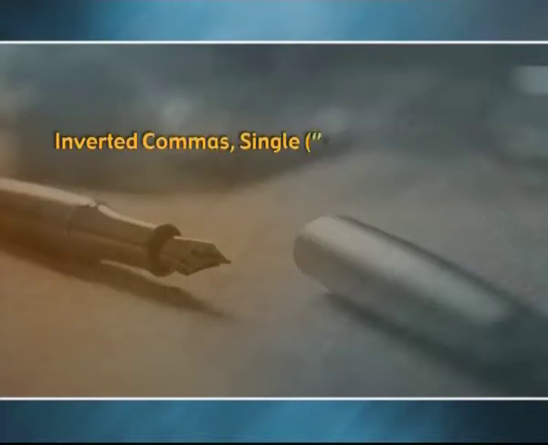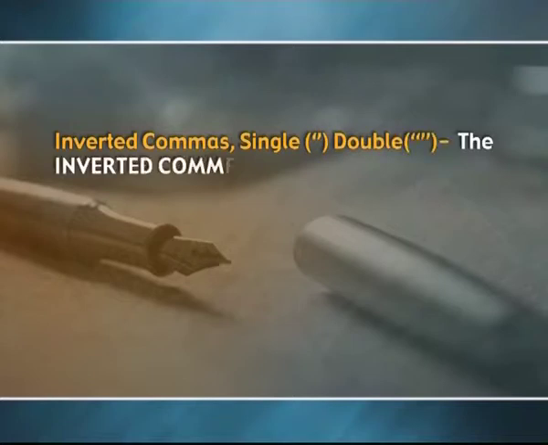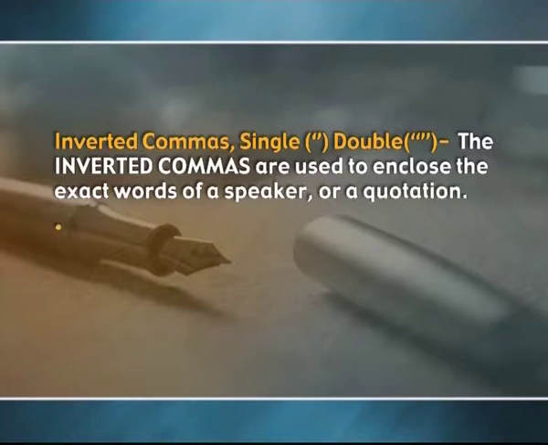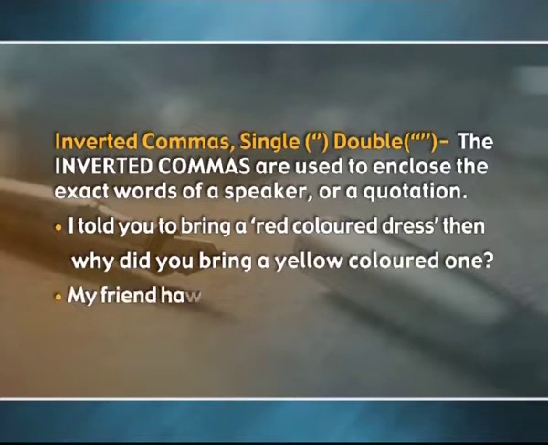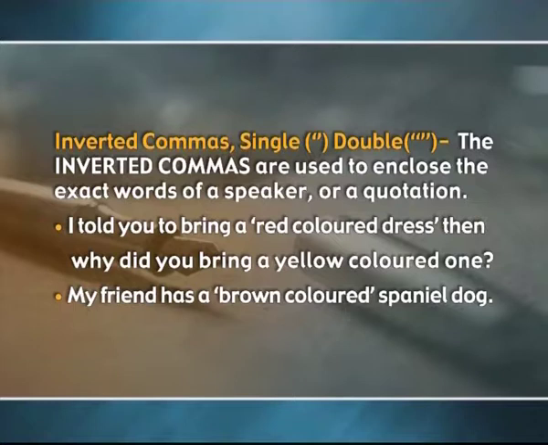Inverted commas, single, double. The inverted commas are used to enclose the exact words of a speaker or a quotation. Examples, I told you to bring a red colored dress. Then why did you bring a yellow colored one? My friend has a brown colored spaniel dog.